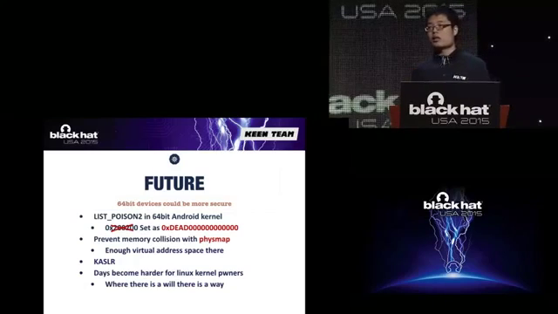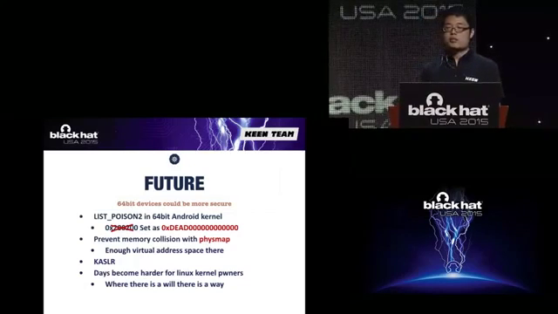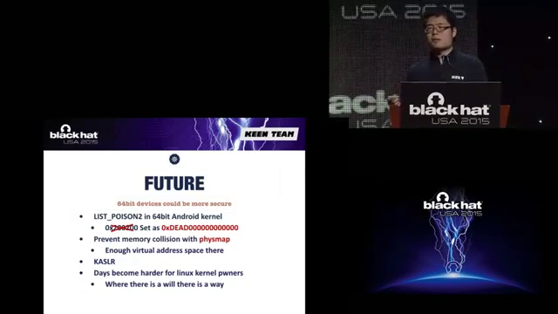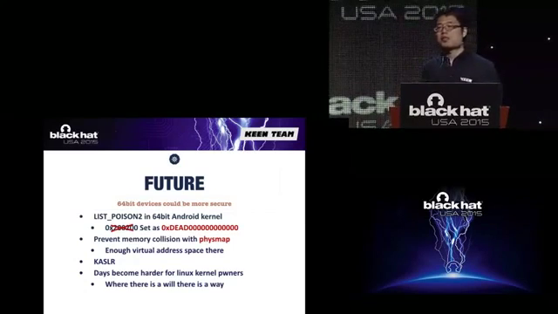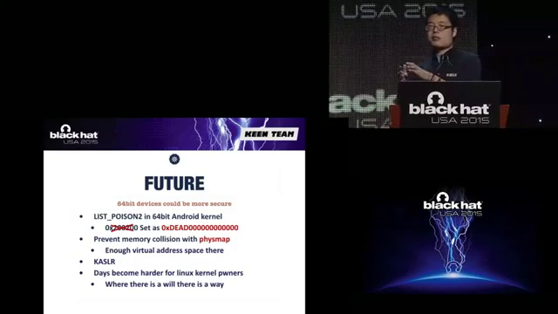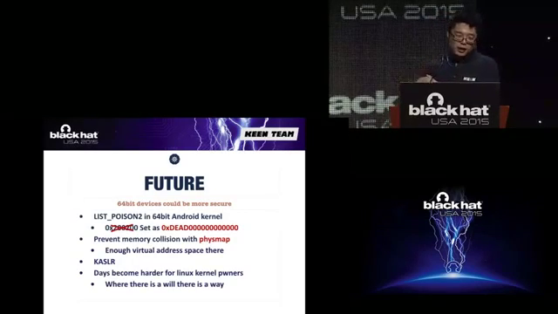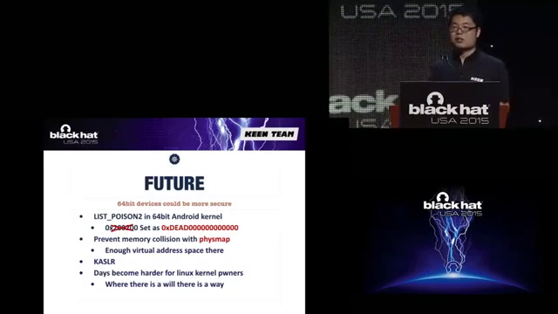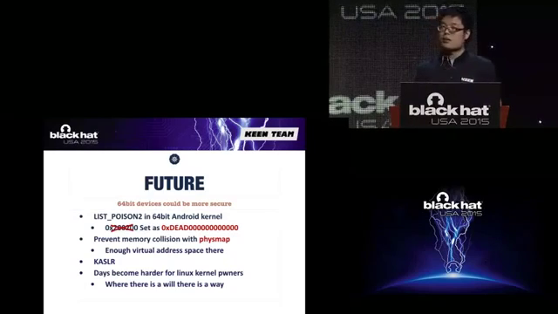Another thing is that we can prevent the memory collision with physmap. Maybe we can make some separation, because the physmap contains the data from user space for promoting efficiency. We can separate them from the data in the kernel. That's another choice. And the second thing is that maybe we can employ KASLR, which is not employed in current Android devices.